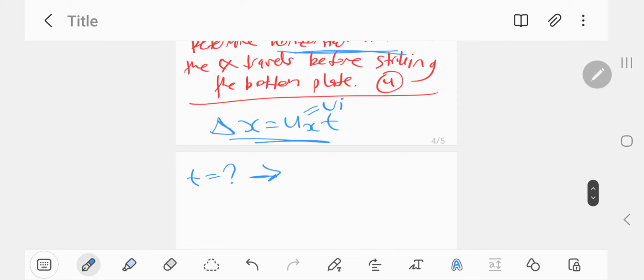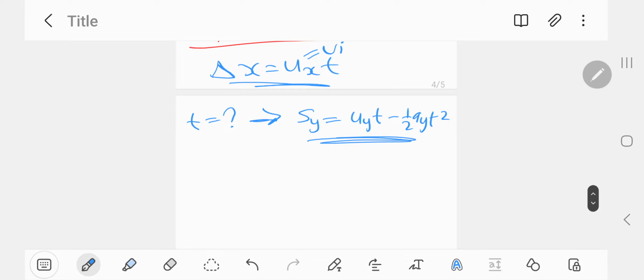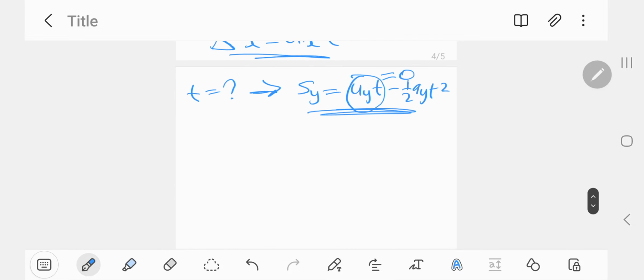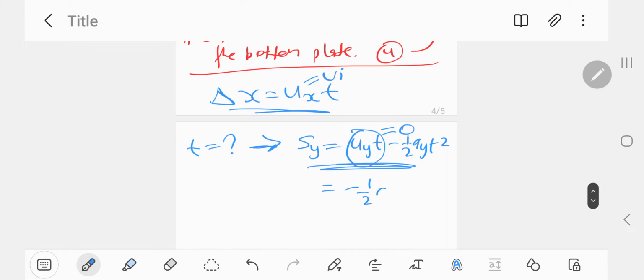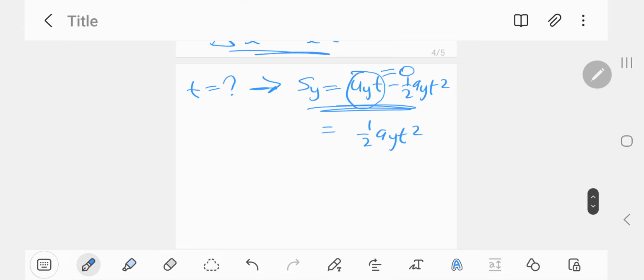So to work out t, you need to use s sub y equals u sub y t minus a half a sub y t squared. If you recall this from projectile motion, this is the vertical displacement, yeah? Now here, this term goes to 0 because u sub y is 0. It doesn't have any vertical velocity initially. It's only moving horizontally. So we're left with minus a half a sub y t squared. Let's get rid of the minus for now. That's how we can work out our t.